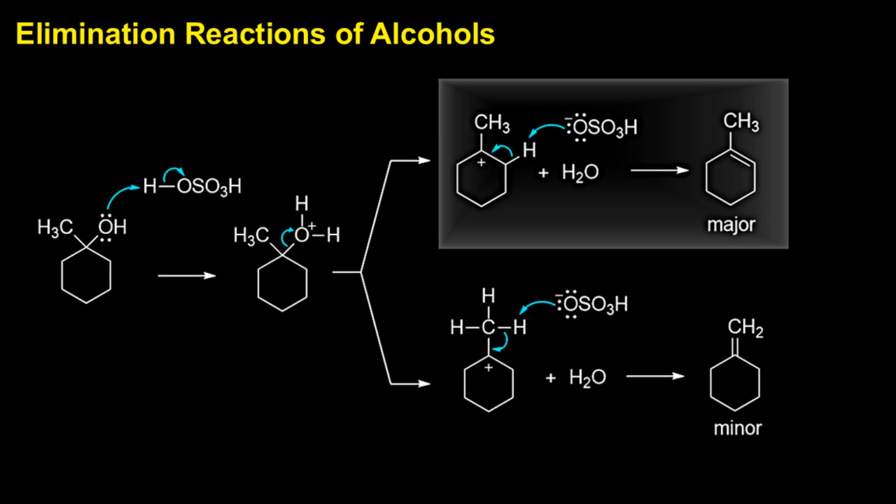Here, the more substituted alkene is the major product because it's more stable. That's the Zaitsev product. The less substituted one shows up as the minor product. This is a textbook example of the E1 mechanism, stepwise, with possible rearrangements and product ratios based on alkene stability.